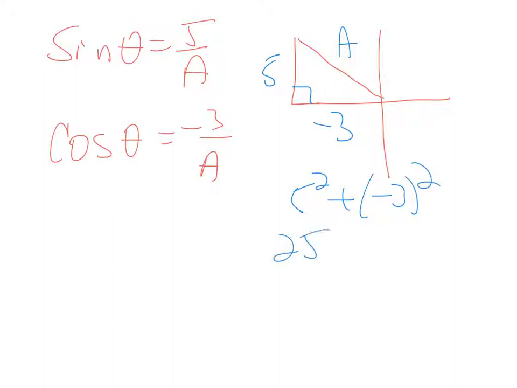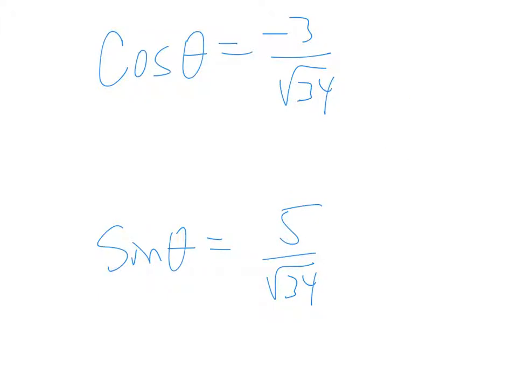So that's going to be 25 plus 9. So this is equal to a squared, of course, right? So a is equal to the square root of 34. These two relationships going on, and I'm just going to find the arc cosine of negative 3 over the square root of 34.